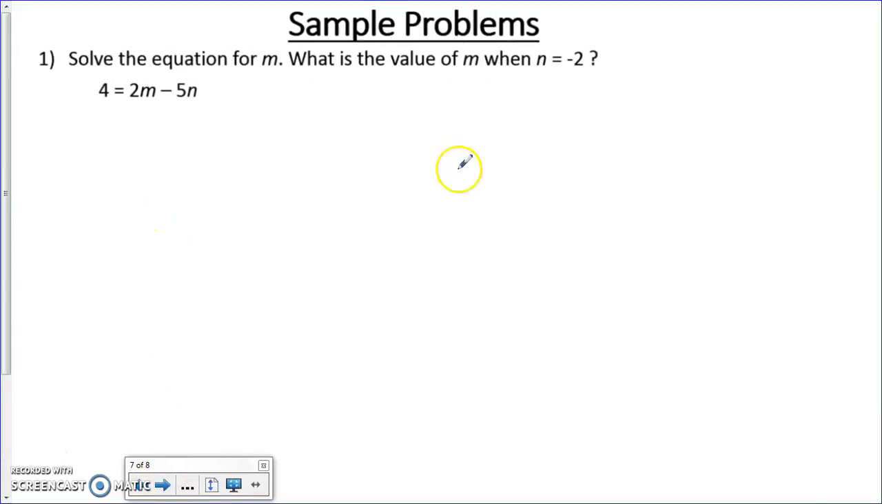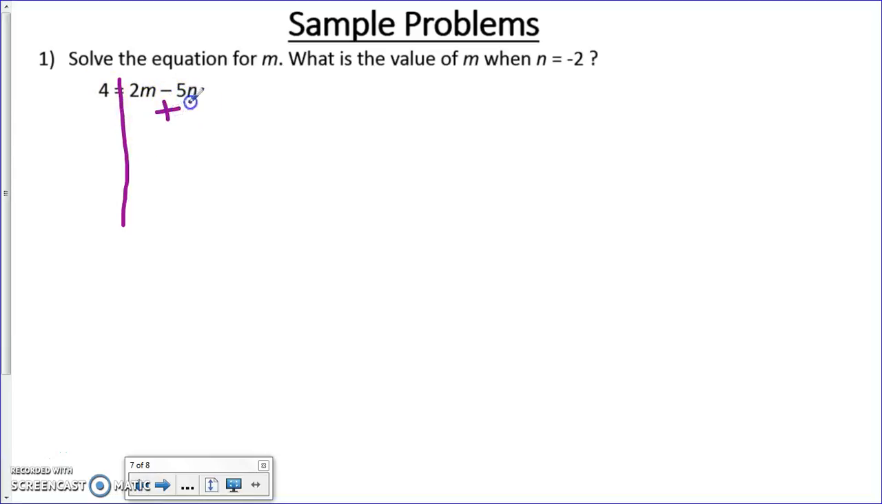Okay, so let's look at a sample problem. This should be put in the back of your notes. Number 1 says solve the equation for m, and then it wants to know what is the value of m when n is equal to -2. So first we have to isolate this equation for m. So right now it says 4 equals 2m minus 5n.